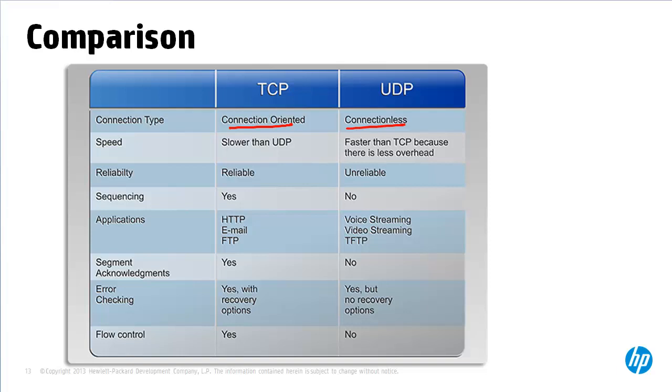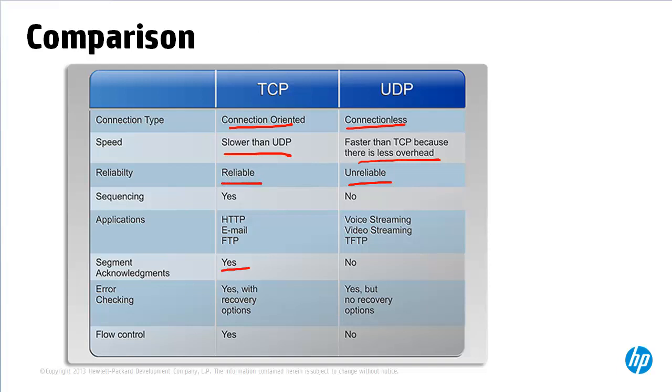TCP, because of all the overhead, is slower than UDP. UDP, on the other hand, is quicker than TCP because it has less overhead. UDP does not set up sessions, does not maintain those sessions, there's no three-way handshake, there's no acknowledgements and sequence numbers. It's a lot simpler, therefore a lot quicker, but it's unreliable, whereas TCP is reliable.